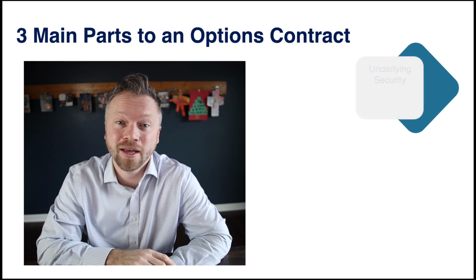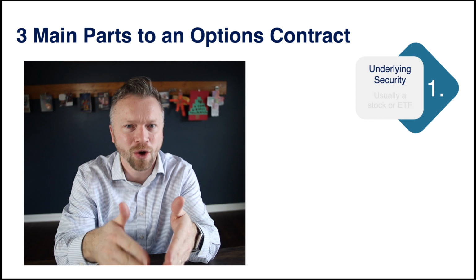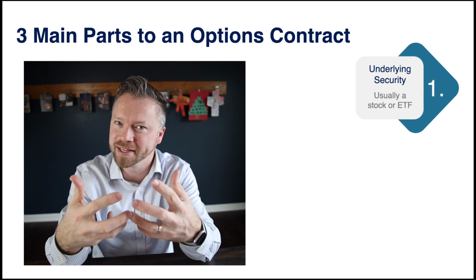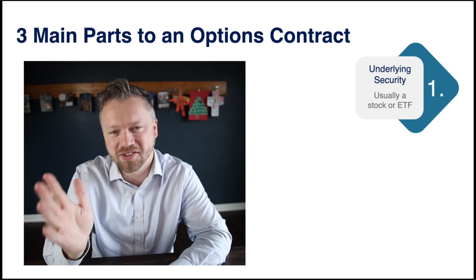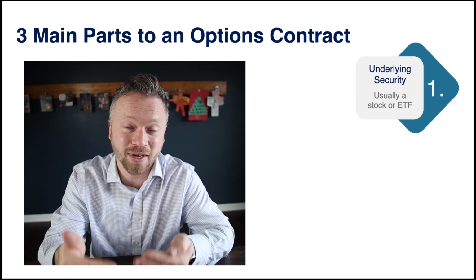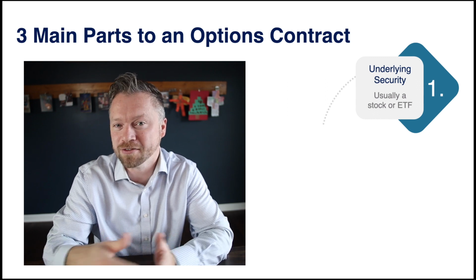First thing you need to know is the underlying security. This contract's designed to help you buy or to sell something. And what is that something? That is the underlying security. Most times it's going to be a stock. There's lots of different things that these financial contracts can be used on. Most people start out by using them on individual stocks.